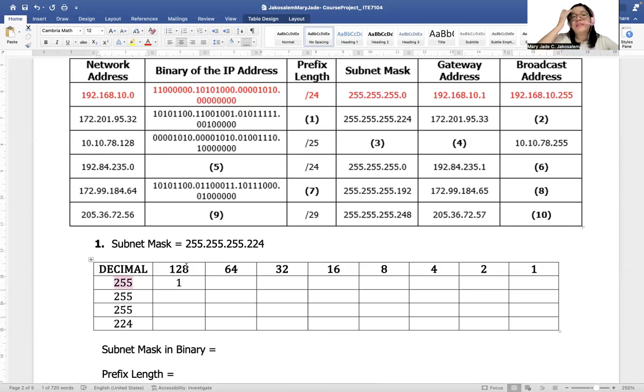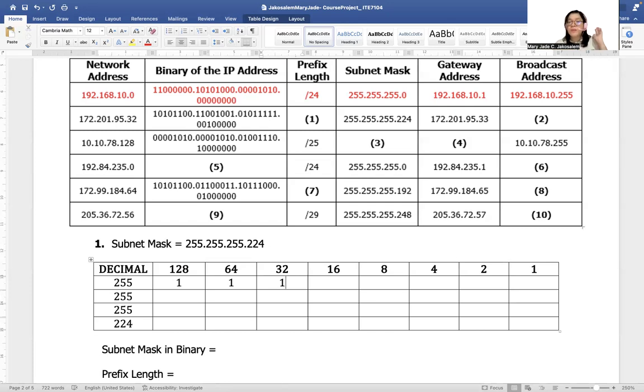Now, let's ask ourselves another question. Is 127 equal to or greater than 64? Yes, 127 is greater than 64. So again, our answer here is 1. Then we deduct 64 from 127. 127 minus 64 is equal to 63. Is 63 greater than or equal to 32? Yes, so another 1. Then we deduct 32 from 63. 63 minus 32 is equal to 31.